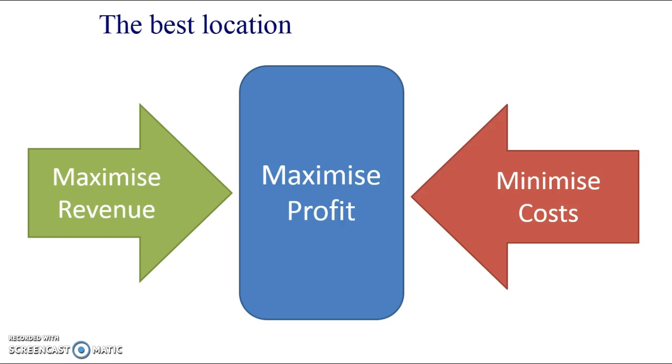Now this seems like a very simple diagram, doesn't it? Like simple, maximize profit, maximize revenue, minimize costs, done. But the problem is that often these areas where you're going to maximize your revenue are areas where your costs are actually going to be high as well. And maybe the places where you're going to minimize your costs, where the rent is really cheap, you're not going to have many customers around. So that's a bit of a dilemma for businesses, where it's going to be busy with lots of customers, it's also going to cost a lot.